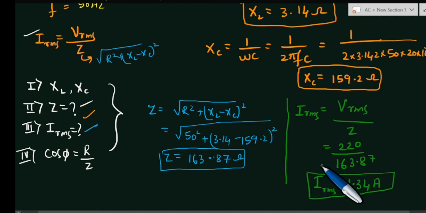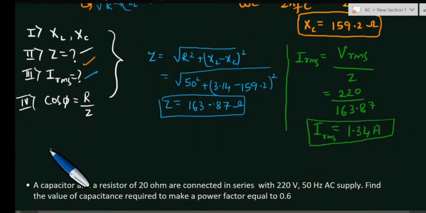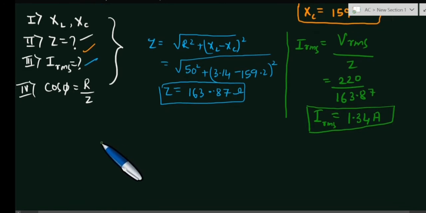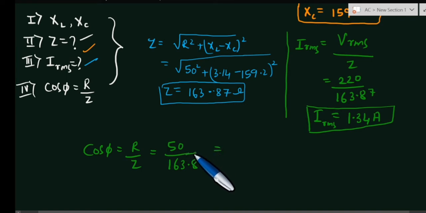Next they are asking what is the power factor. The power factor of the circuit is cos phi, and that is the fourth step. Cos phi is equal to R divided by Z, where R is 50 and Z is 163.87. If you calculate, it comes out to be 0.3050, and this is the value of the power factor.